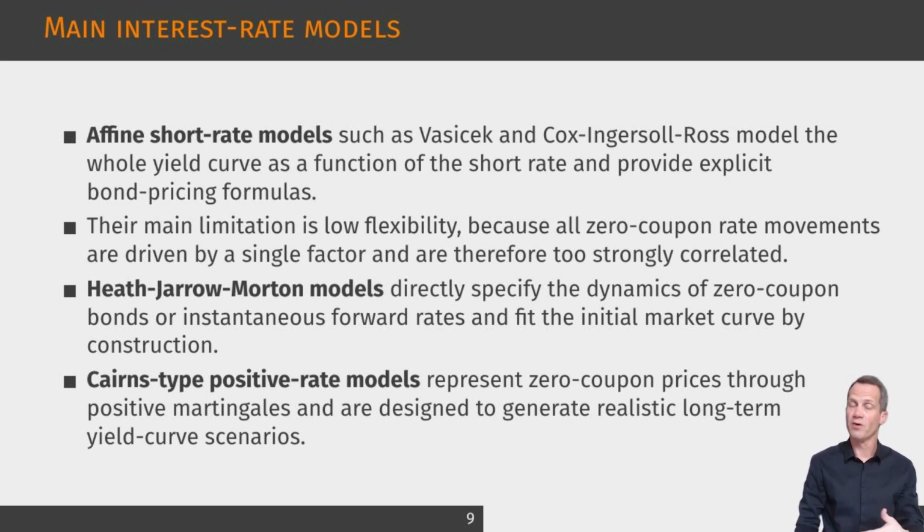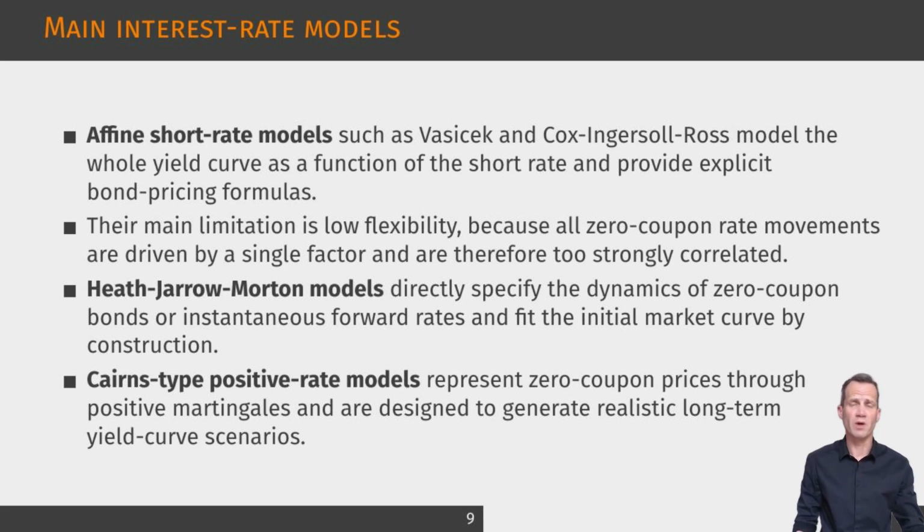Heath, Jarrow, Morton models take another route. They model zero coupon bond prices or instantaneous forward rates directly. This makes the model consistent with the initial market yield curve by construction, which is an important advantage for current valuation. The difficulty is that the volatility structure must be specified carefully, and numerical implementation can become demanding.